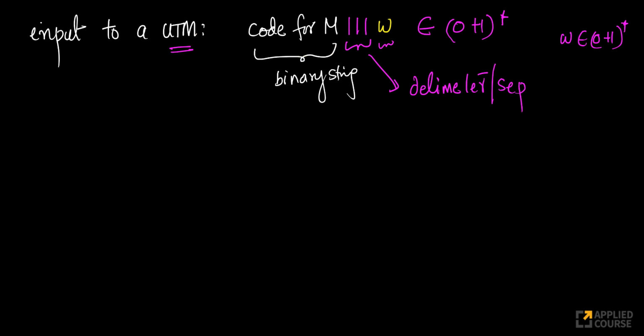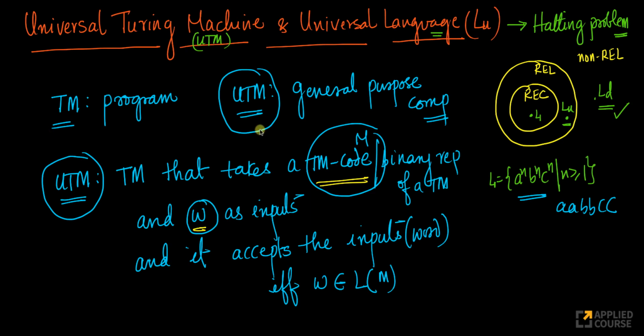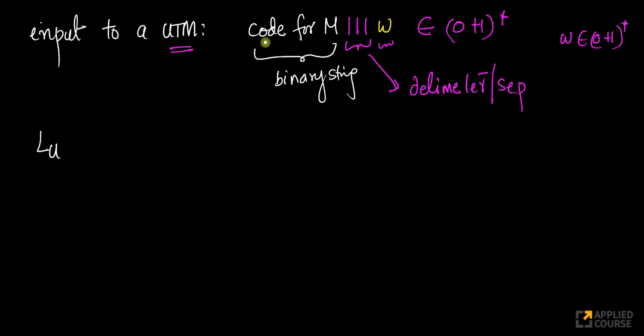Very simple. Now I can define my language U, or the universal language, as follows. These are all binary strings, so this is a set of strings. Let me write it in English, I think that's better. Let me write it slightly differently so that it becomes easier for you to grasp this concept.